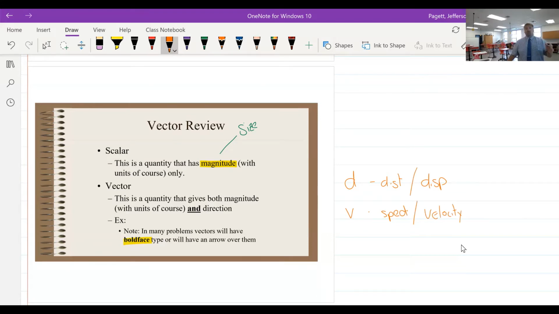Sometimes it's bold. The other way that we'll sometimes notate vectors is to put a little arrow over the top. So if you see like a V with a little arrow hat on it, that's called the vector hat. That designates the fact that it's a velocity and not just a speed.